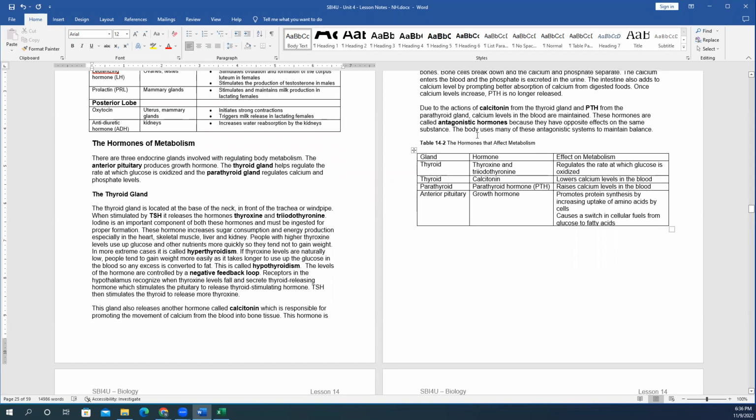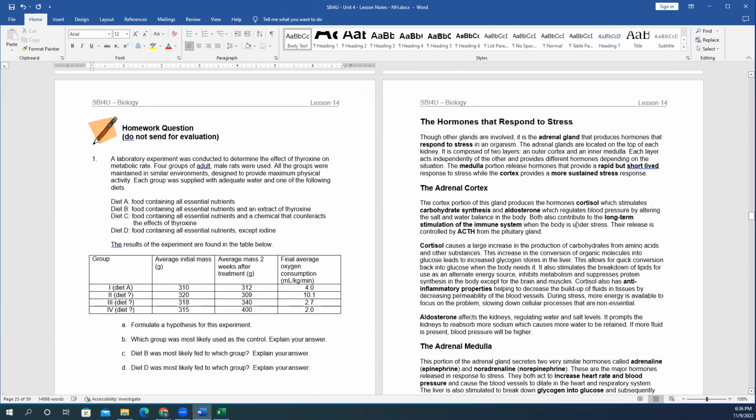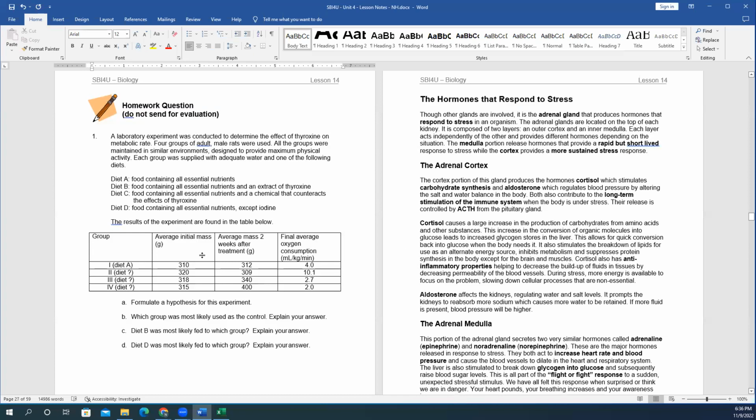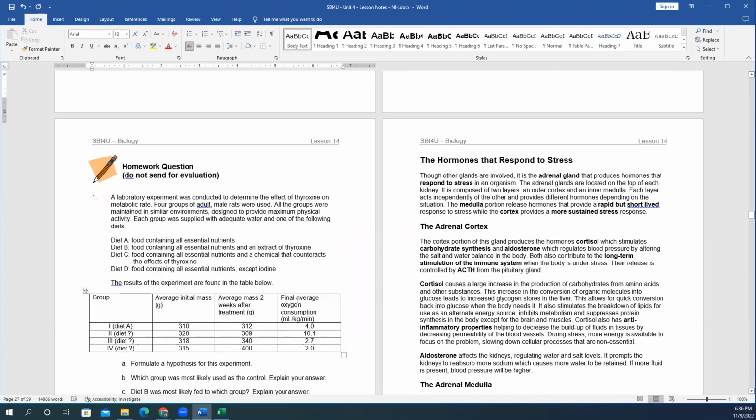Again, what we just discussed is summarized in this table for the thyroid gland, the parathyroid, and the anterior pituitary, and the different hormones and their effect on how they affect metabolism. There are some homework questions that would be really useful for you to do.